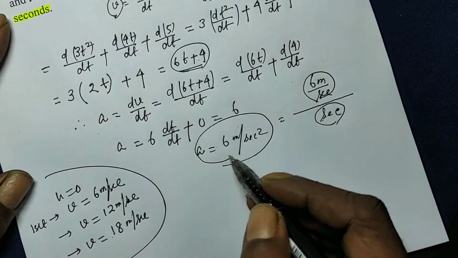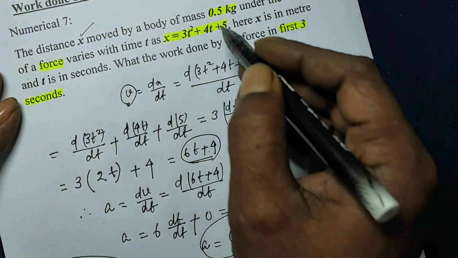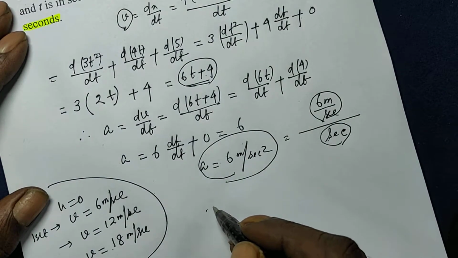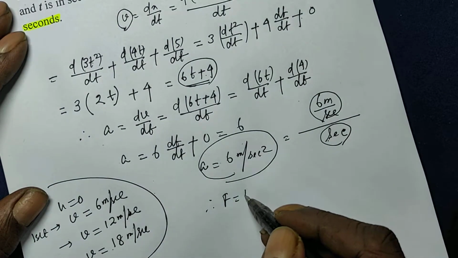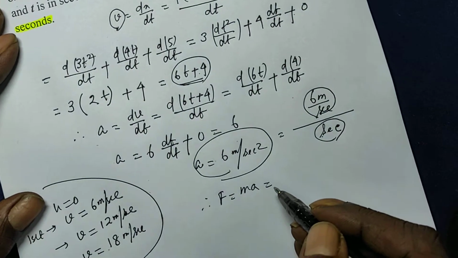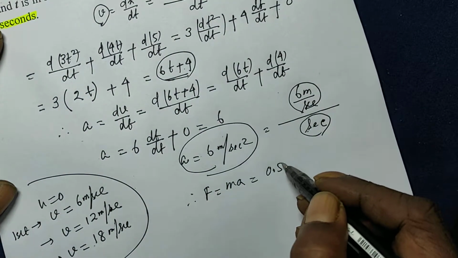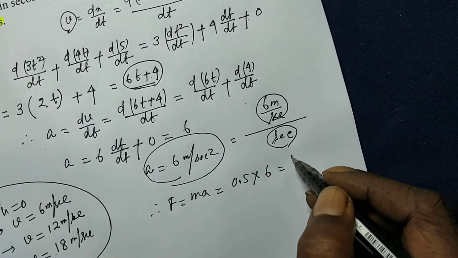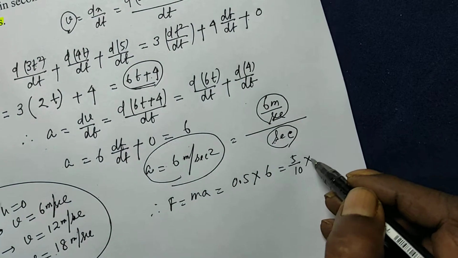So acceleration is constant. Mass is given as 0.5 kg, right? Therefore the force will be equal to mass times acceleration. Mass is given as 0.5 times 6, that is equal to 5 over 10 times 6.